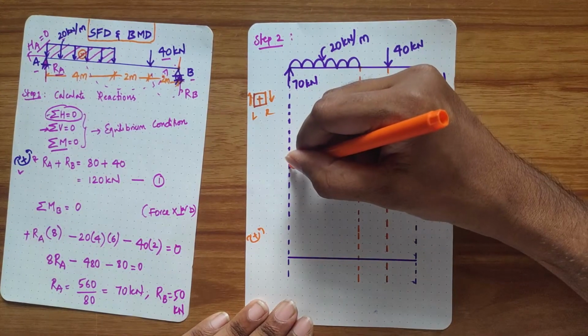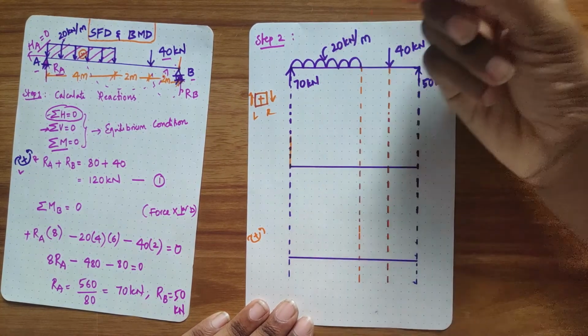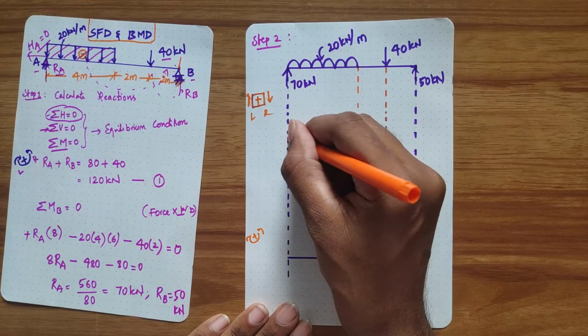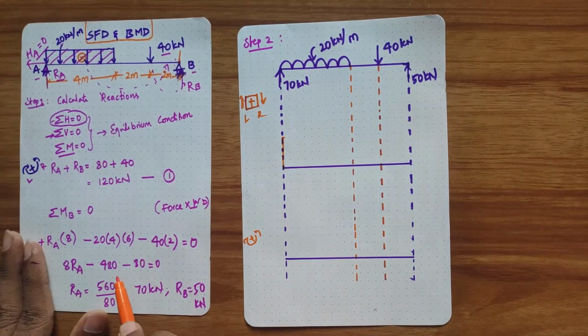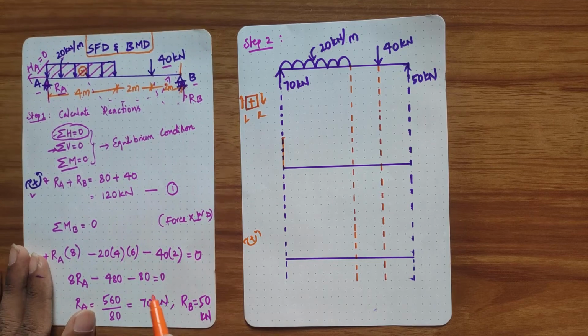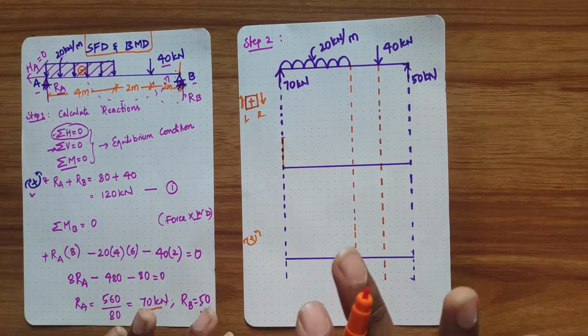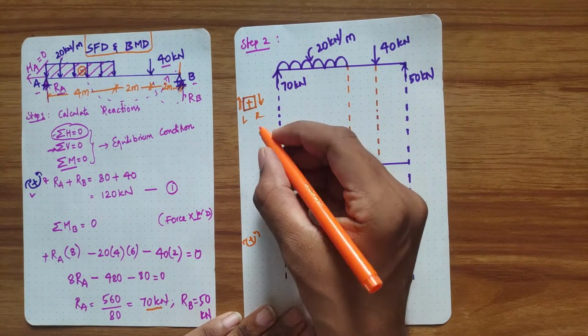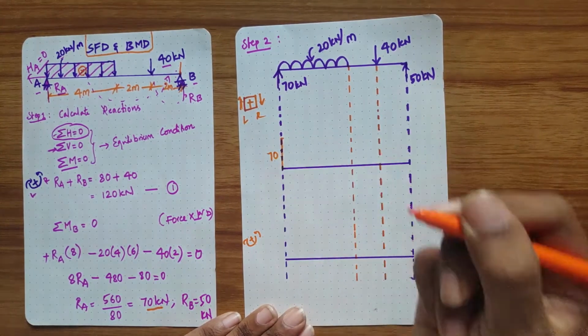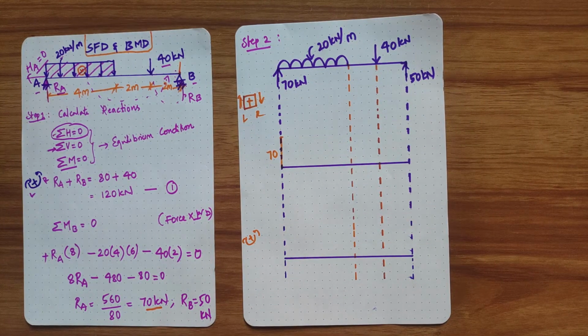So this is upwards. How much? This value is the RA value. So RA is 70. In shear force you take forces directly. We take forces directly. Shear force is a representation of forces in the beam. Simply put, that's not an exact representation, but to remember it, think of shear force as forces.